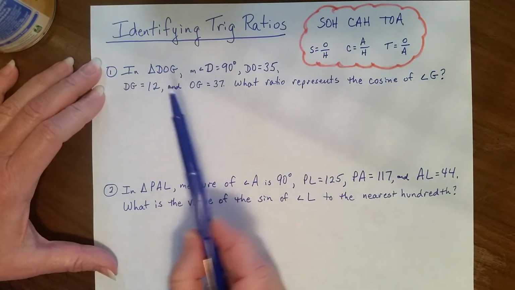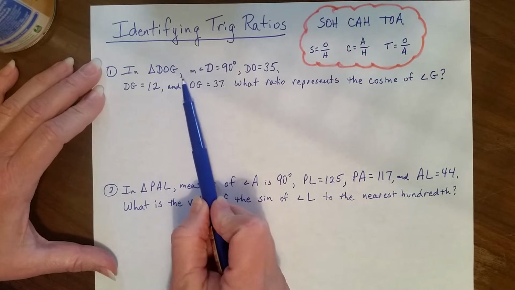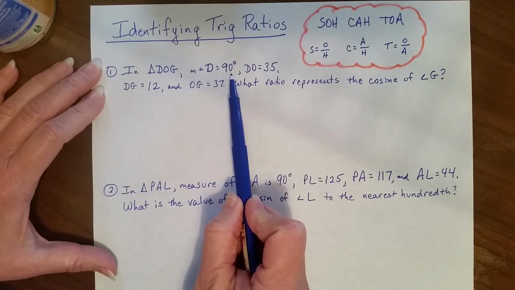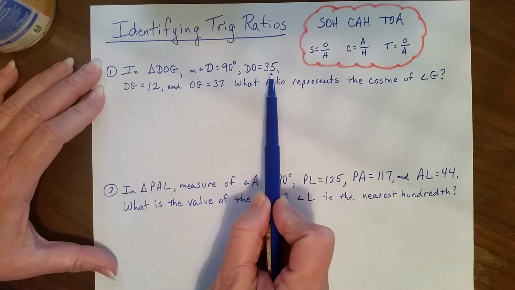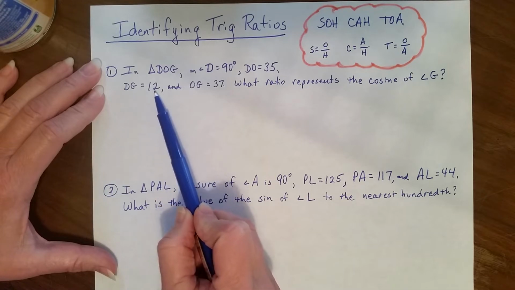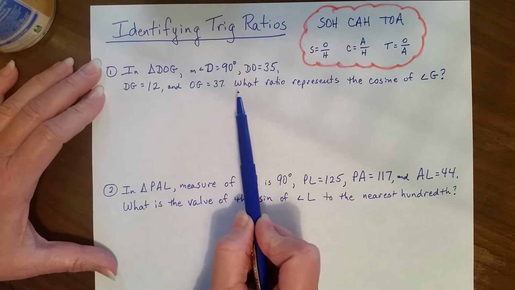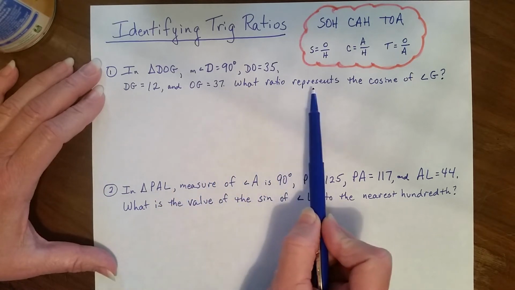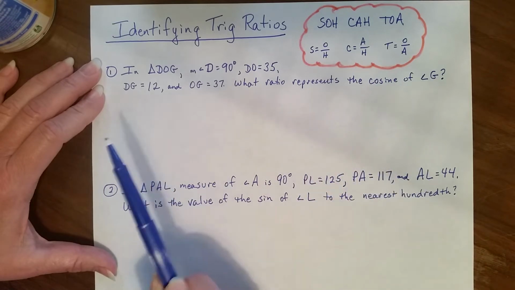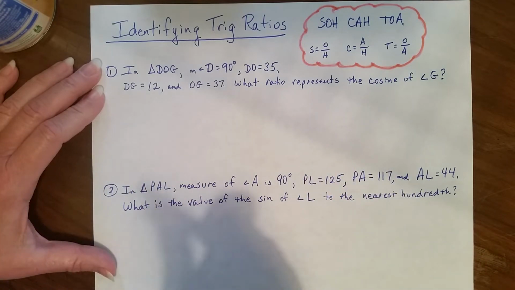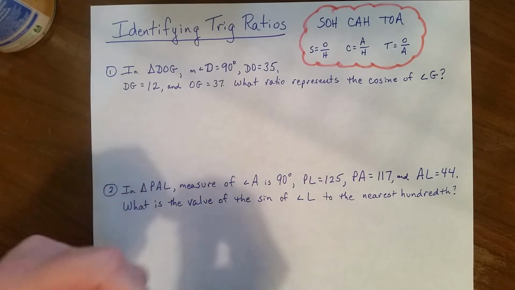Write down this problem. In triangle DOG, measure of angle D is 90 degrees. DO is 35, DG equals 12, and OG equals 37. What ratio represents the cosine of angle G? We have to generate our own picture, so we're going to draw a right triangle.